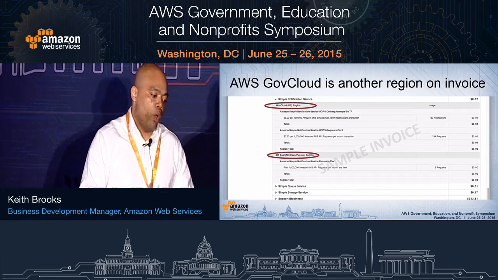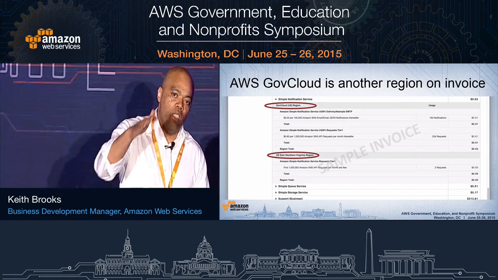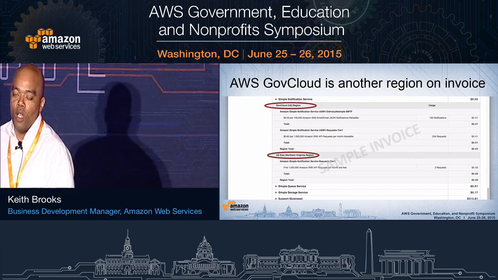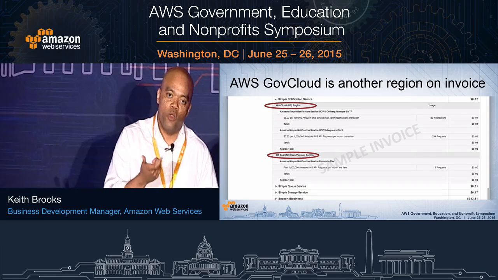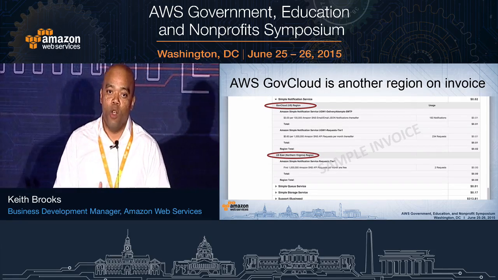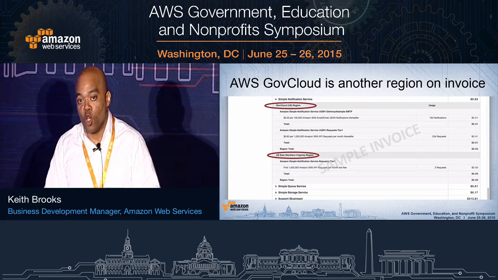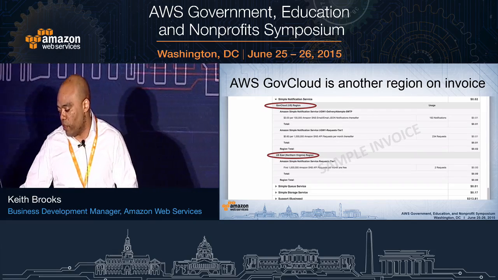So if you're deploying workloads or services in other regions, you'll see charges for US East, you'll see charges for US West. If you're deploying workloads in some of our regions overseas, you'll see those regions listed. And then you will also see GovCloud listed on that same bill. So the one bill gives you all of your charges throughout all of your services across all of the regions, and GovCloud shows up on that bill for your standard account as well.